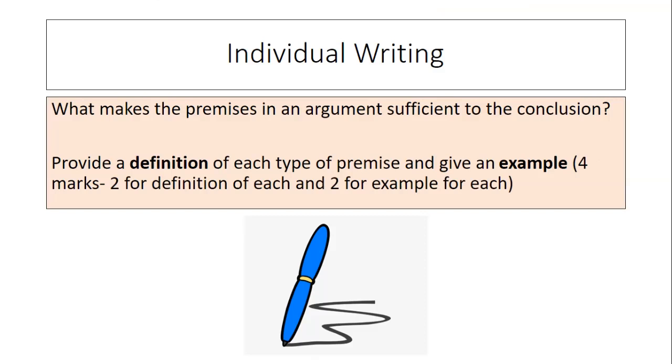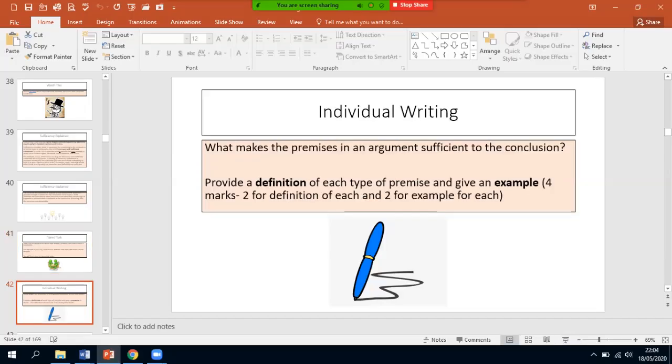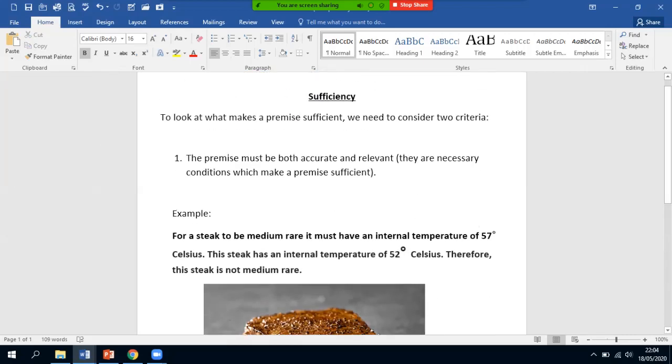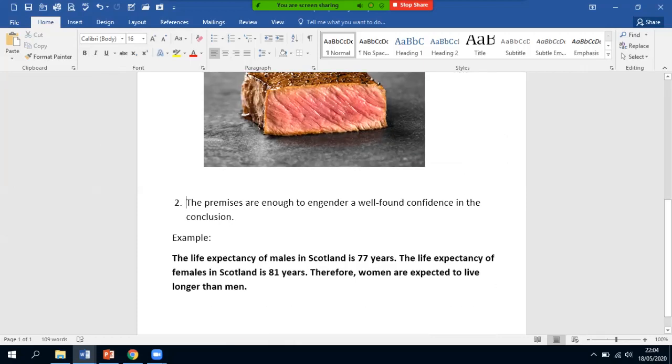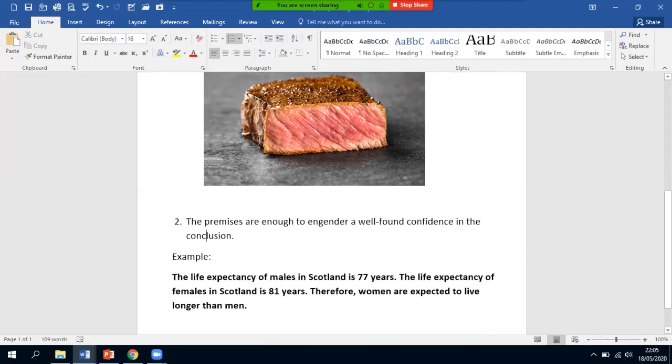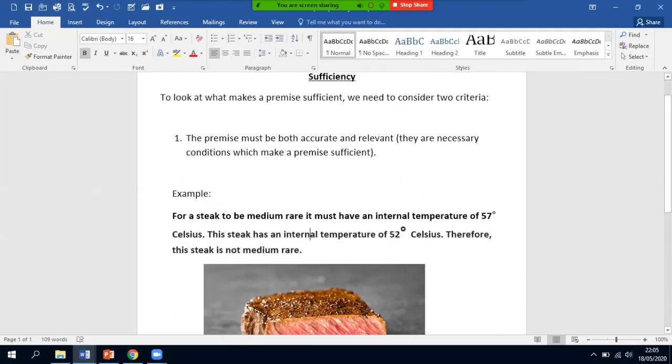So, your question is this: what makes the premises in an argument sufficient to the conclusion? Provide a definition of each type of premise. So they must be enough to engender a well-founded confidence in the conclusion, and they must be both accurate and relevant. So these are the two conditions here. Basically, all you need to do is say one condition for a premise to be sufficient to the conclusion is this, another is this, and you need to provide your examples in between.